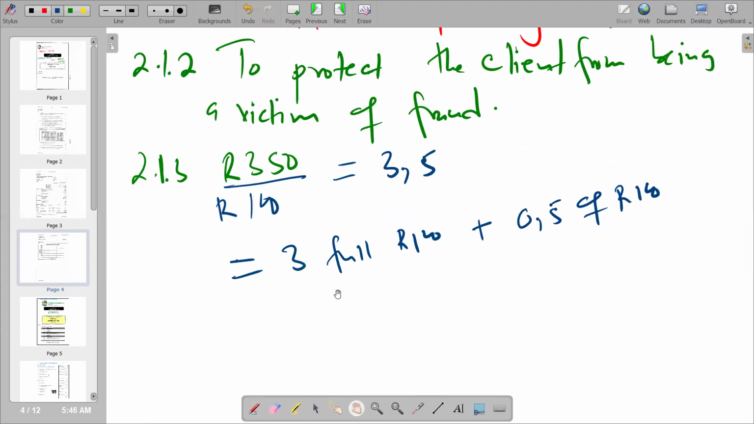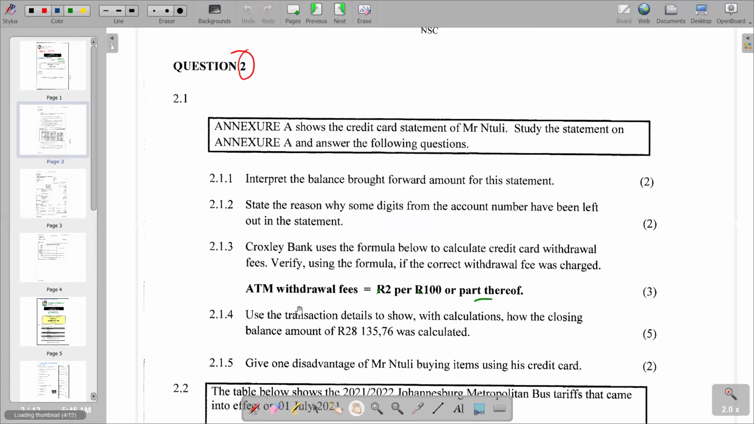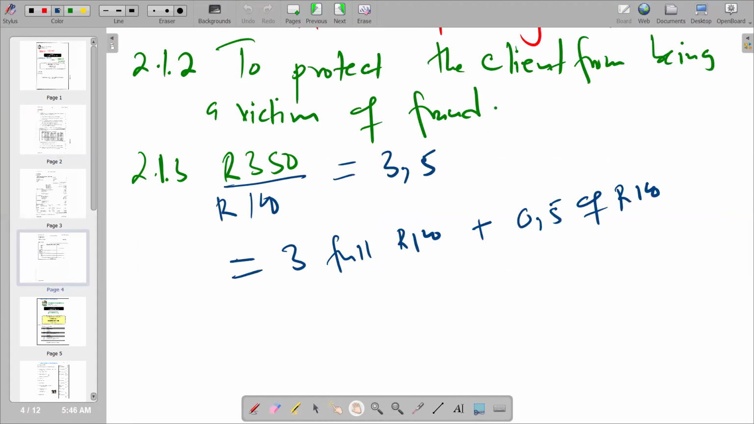In that case, we can see that every 100 rands is being charged 2 rand. So we multiply our 3 full 100 rands by 2 rand, which means we are going to get 6 rand. And then we add 0.5 of 100 rands, which is 50 rand. 0.5 of 100 rands will give you 50 rand.